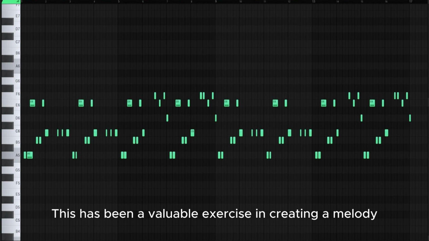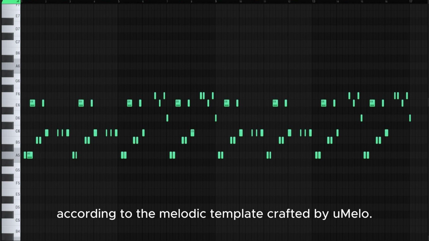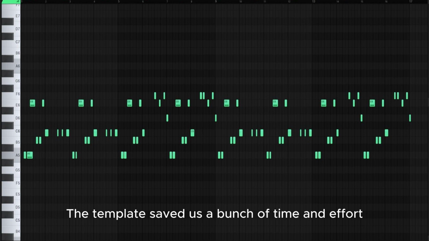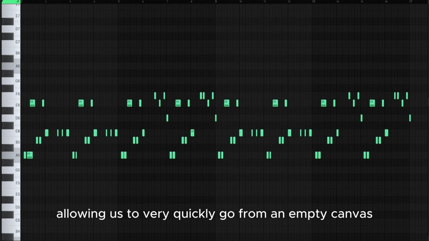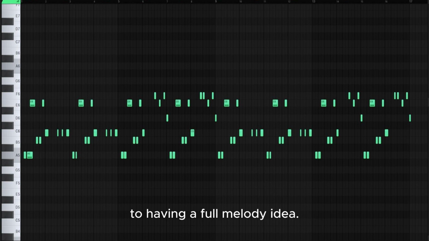This has been a valuable exercise in creating a melody according to the melodic template crafted by uMelo. The template saved us a bunch of time and effort, allowing us to very quickly go from an empty canvas to having a full melody idea.